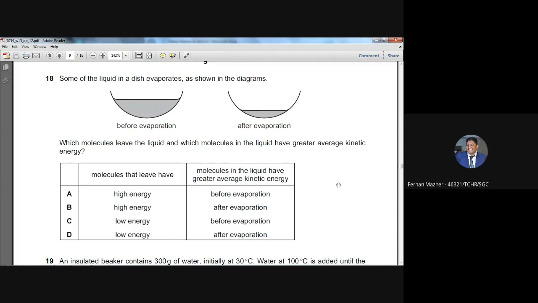So it looks like the A. For question number 18, A is the option. The molecules that leave have the highest kinetic energy, and the molecules in the liquid have greater average kinetic energy before evaporation. After evaporation, their average kinetic energy decreases. So A is the option, question number 18, famous question.